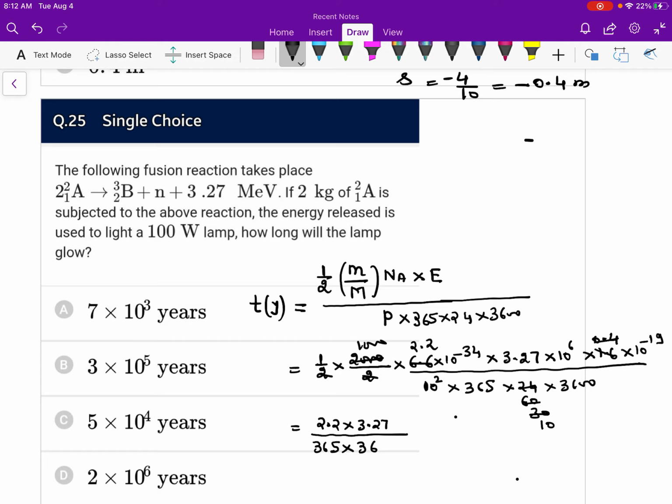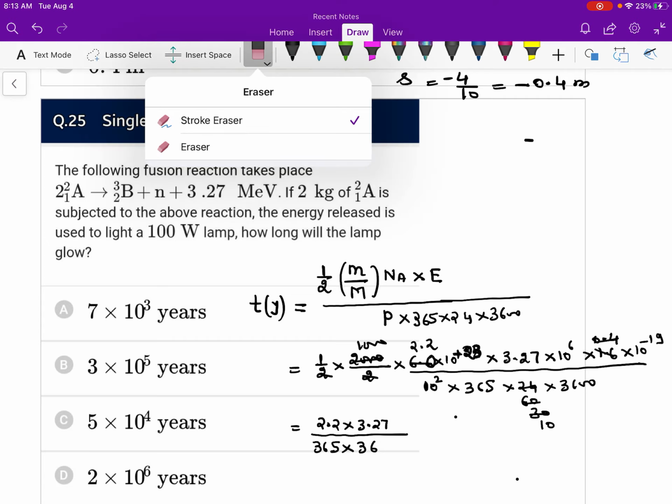All right, now settle the exponents. 10 to the power 3 into 10 to the power minus 34, 10 to the power minus 31, into 10 to the power 6, that is 10 to the power minus 25. Into, just a minute, 10 to the power minus 30, yeah, 1000. So 10 to the power minus 30, 6.6. Avogadro number I have placed wrongly. This is 6 into 10 to the power 23. This I have placed wrongly. Just a minute.